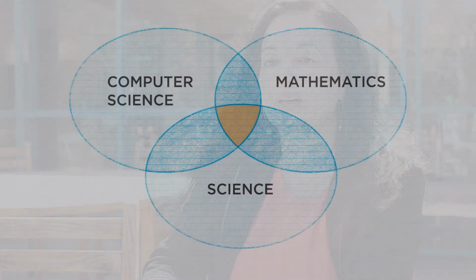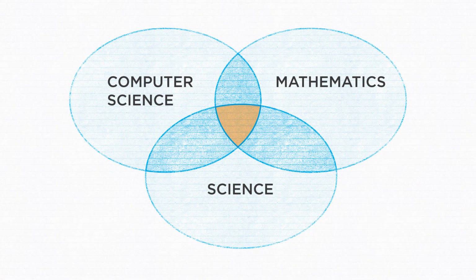In this video, we're going to explore computational science, a new type of science made possible by computers, and the impact it's having on our everyday lives. Computational science can be seen as the third leg of science in addition to theoretical and experimental science. It lies at the intersection of computer science, mathematics, and science. Computational science uses mathematics and computer science to model real-world problems and conduct simulation experiments.